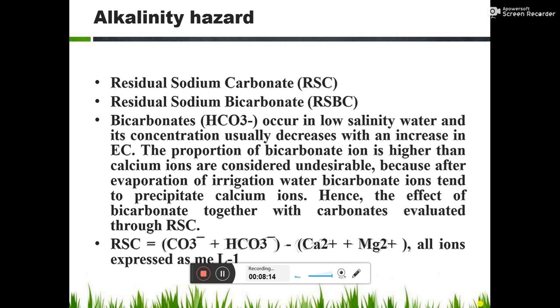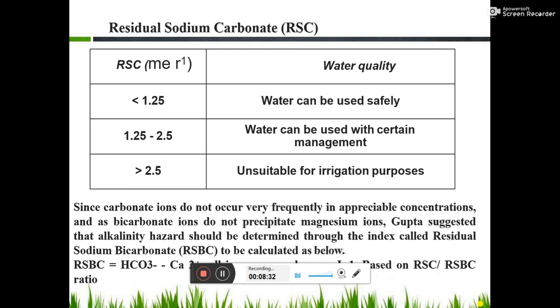So the formula for the residual sodium carbonate is carbonates plus bicarbonates minus calcium plus magnesium. This is the formula which is used for the residual sodium carbonate calculation. It is expressed in milliequivalent per liter of water. So these are some values. If the residual sodium carbonate is less than 1.25, this water can be used safely. If it is between 1.25 to 2.25, water can be used with certain management. And if it is more than 2.5, it is unsuitable for irrigation purpose.